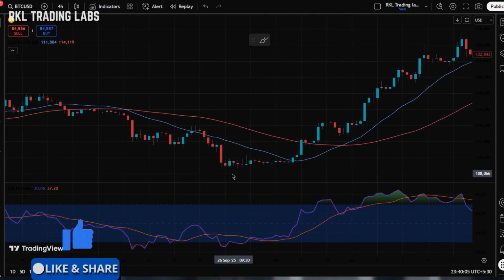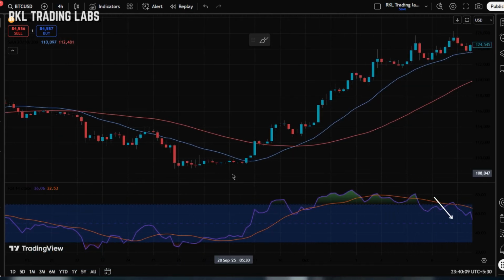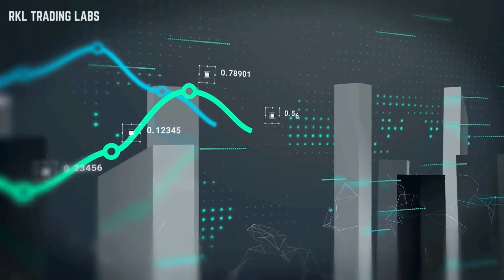Exit comes from RSI. Look for bearish divergence on RSI, or when RSI dips below its yellow moving average and fails to cross back up.